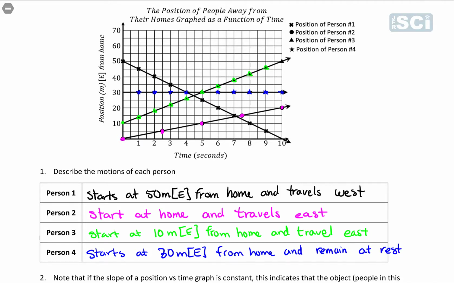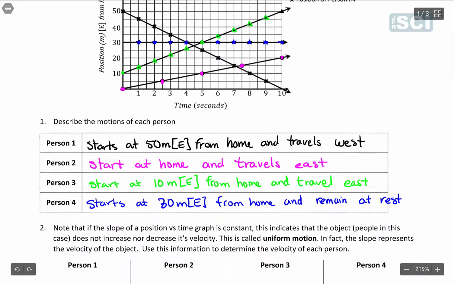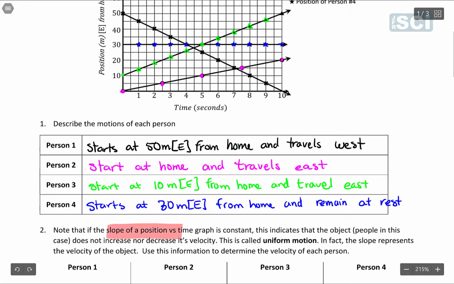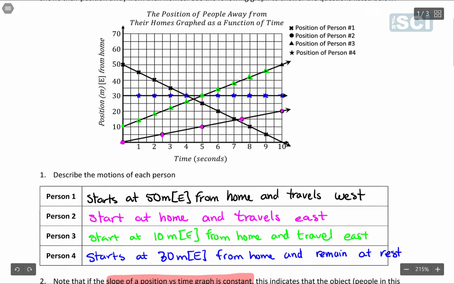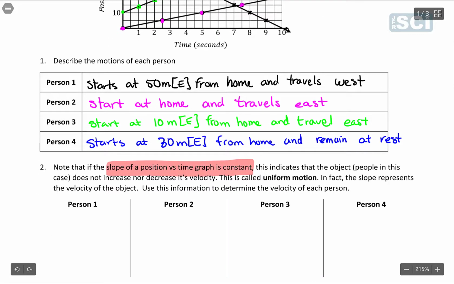Okay? So if we think about the steepness of the line, and we're going to say the slope of a position time graph, if you look at these, it's all constant. The steepness of those lines doesn't change. So person 1 has a line and it's not changing or curving at all. So that means that it remains constant. And this is what we refer to as uniform motion. The motion doesn't speed up or slow down. Okay? So in fact, the slope of this actually represents the velocity. So we can find out how fast these people are moving just by calculating the slope of their lines.